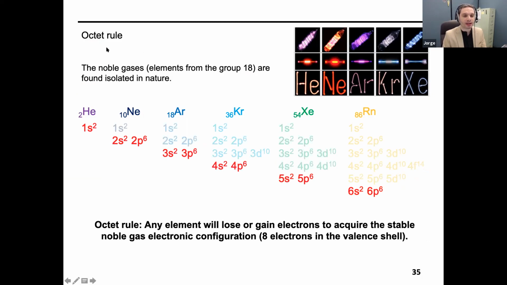So the last thing I showed you was the octet rule. Any element in the periodic table will try to imitate the noble gas configuration because that is a stable electron configuration, okay? So remember that chemical stability means 8 electrons in the valence shell. And the valence shell is the very last electronic shell that you have for an element. So we will lose or gain electrons in order to achieve stability.